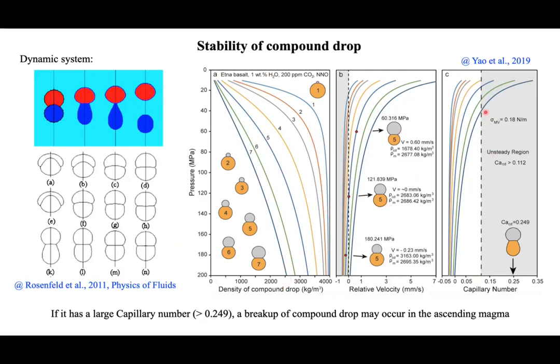And we can see that when the system goes into a very slow system, a slow dip, the capillary number of this compound drop will quickly increase. And then finally they break up.